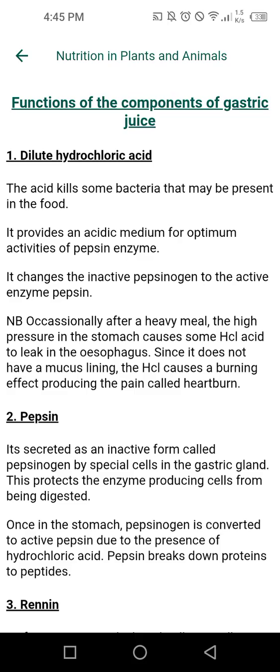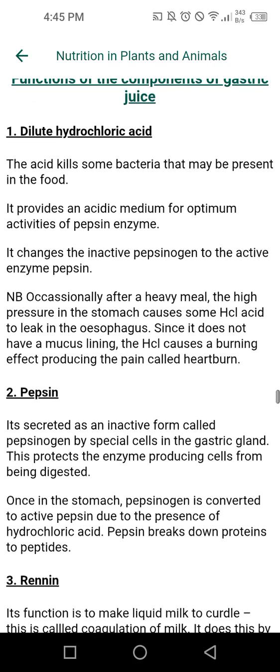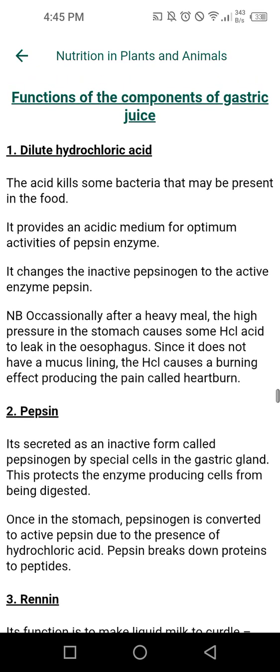Since it does not have a mucus lining, the HCl causes a burning effect, producing the pain called heartburn. 2. Pepsin. It's secreted as an inactive form called pepsinogen by special cells in the gastric gland. This protects the enzyme producing cells from being digested. Once in the stomach, pepsinogen is converted to active pepsin due to the presence of hydrochloric acid. Pepsin breaks down proteins to peptides.